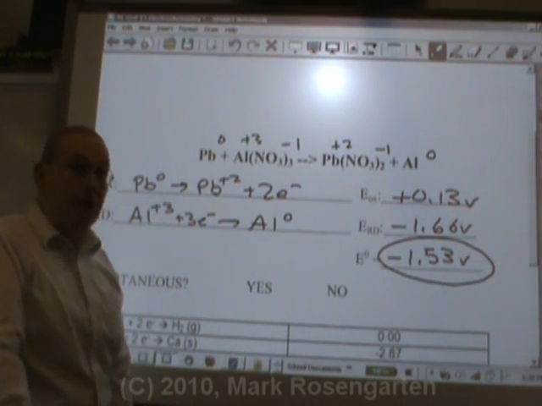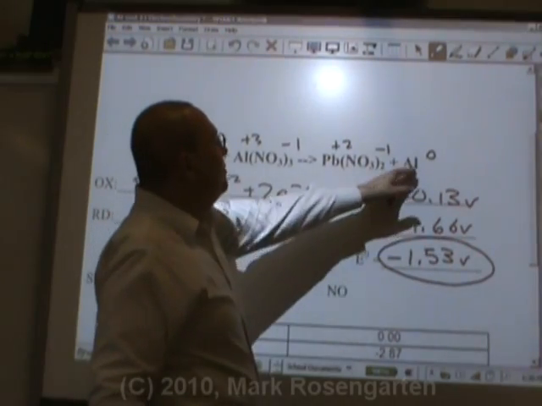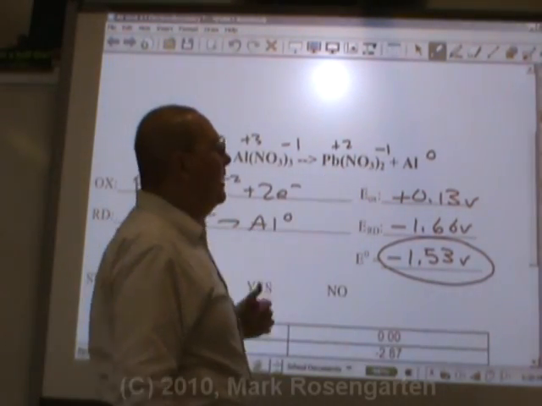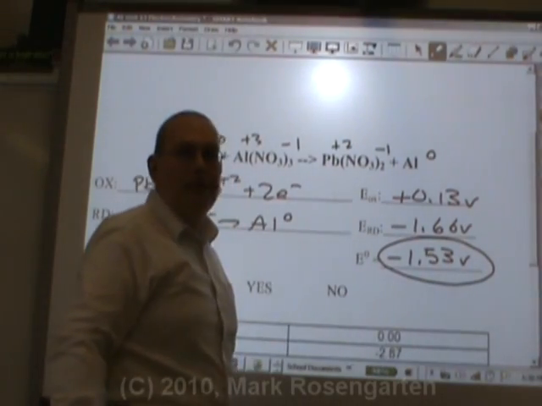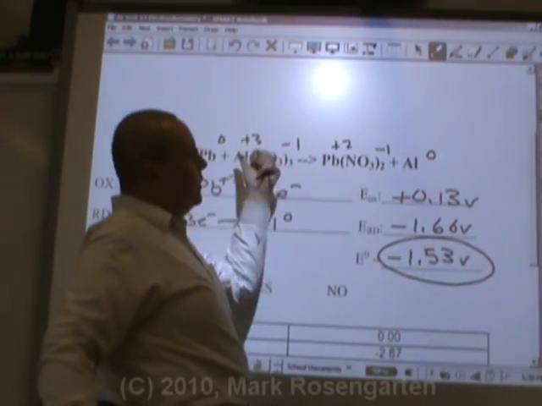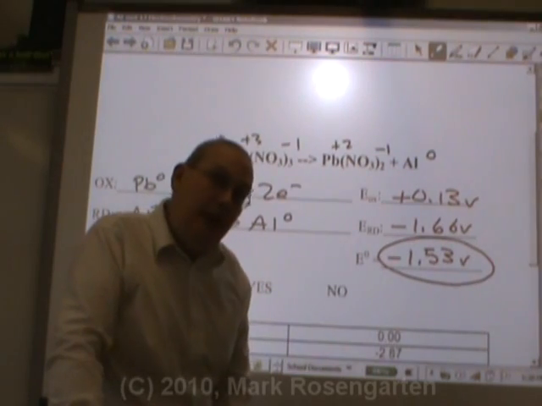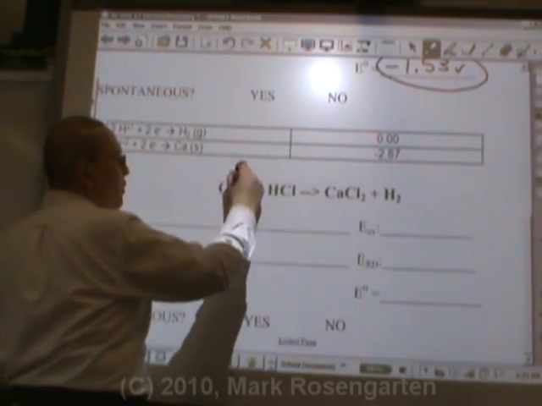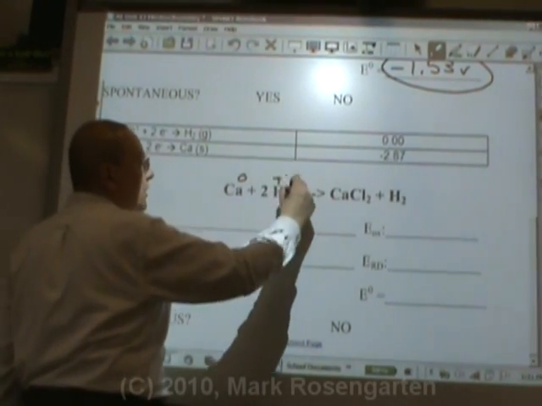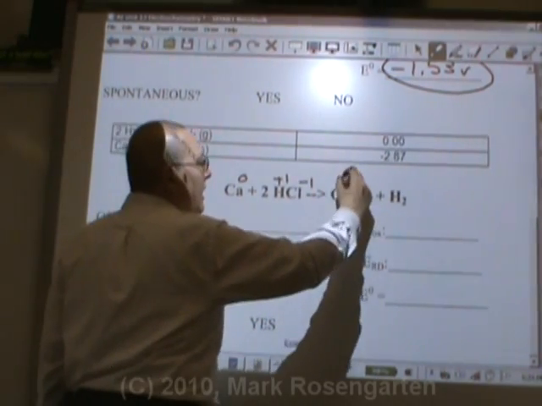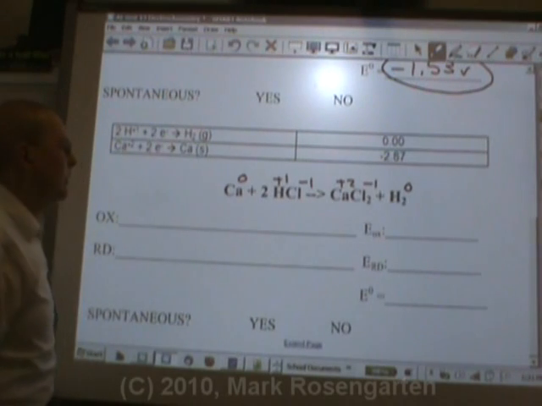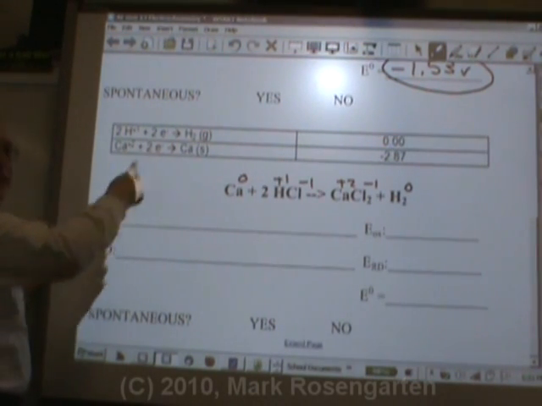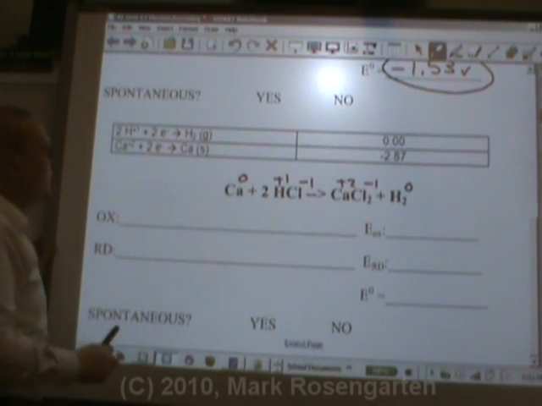But you know what? If I reverse this, if I made it aluminum plus lead nitrate instead, that would reverse the signs and make the voltage +1.53. So the reverse of this reaction could be used to make a battery. Calcium has a charge of 0, hydrogen is +1, chloride is -1, calcium is +2, chloride is -1, and the hydrogen is 0. And I've included the voltages here so we don't have to go back to the other reference table.